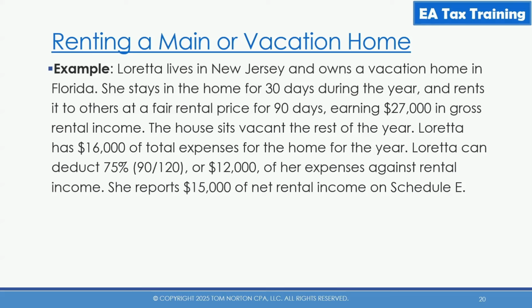So she can deduct 75%. 90, the number of days she rented it out, divided by 120, which is the 90 days she rented it plus the 30 days of personal use. So she can deduct $12,000 of the $16,000 of total expenses. So then she reports $15,000 of net rental income on Schedule E. So it's the $27,000 of gross income minus the $12,000 of deductible expenses, which leaves her with that $15,000.